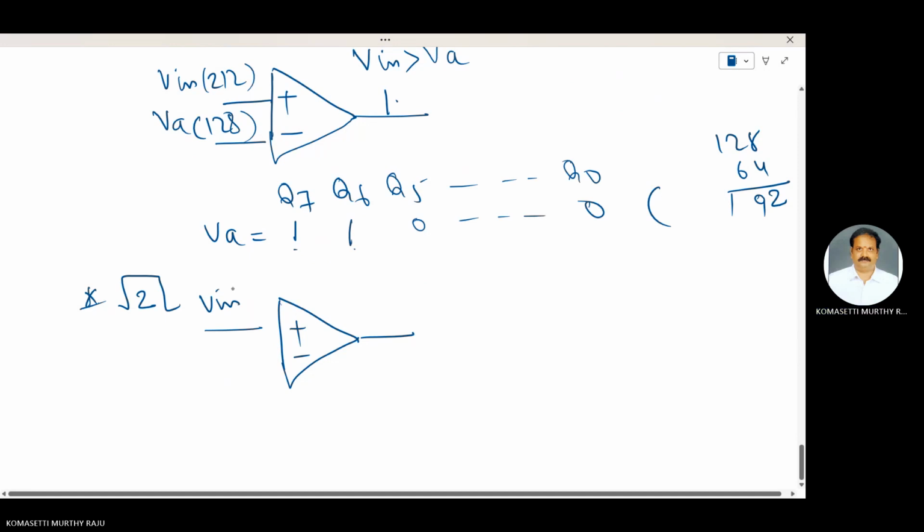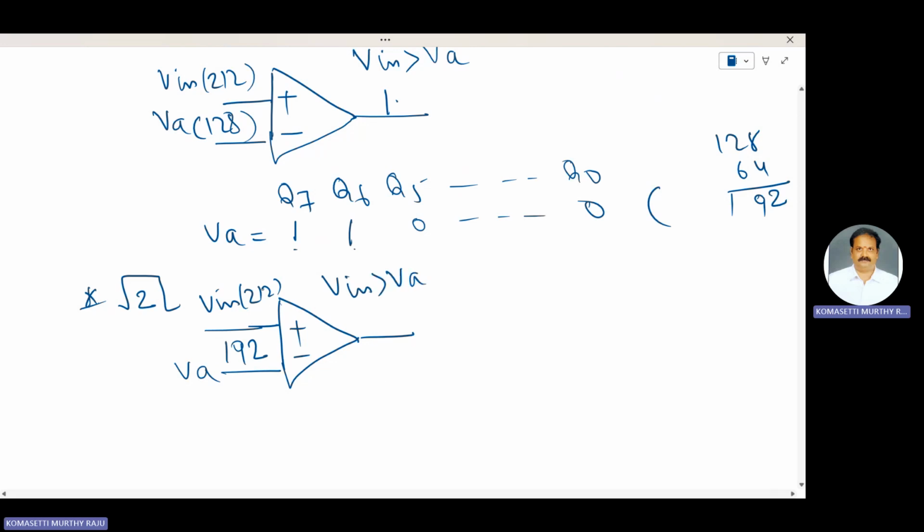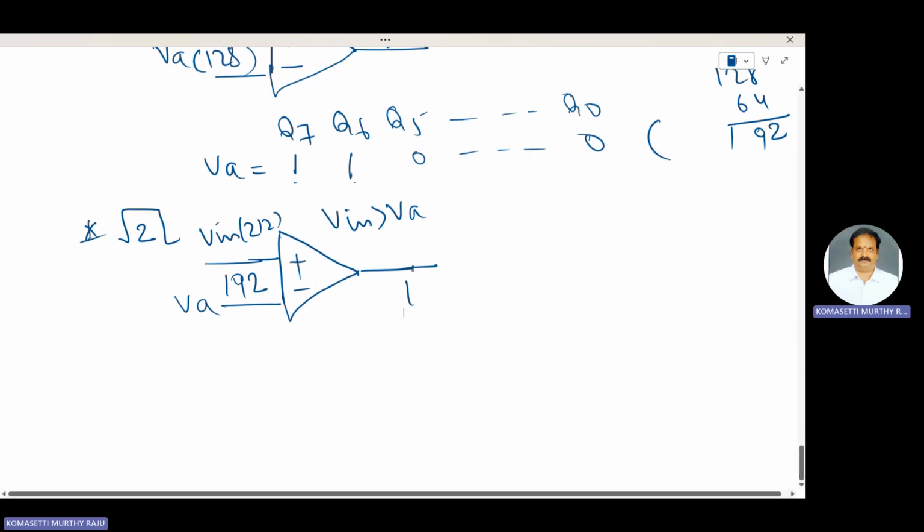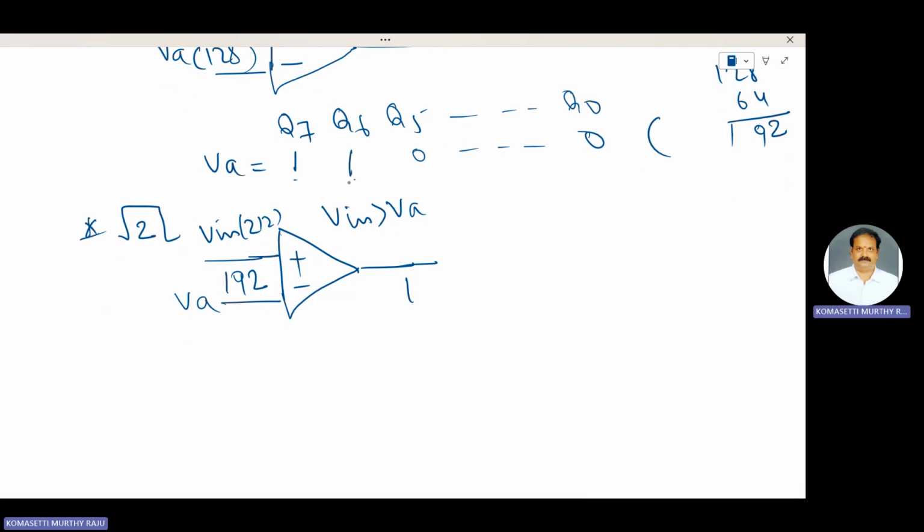For the next clock pulse 2, see the comparator. Vin is 212 and VA is 192. Again, Vin is greater than VA, so the output of the comparator is 1. That means Q6 stays as it is, and the Q7 bit conversion is completed.